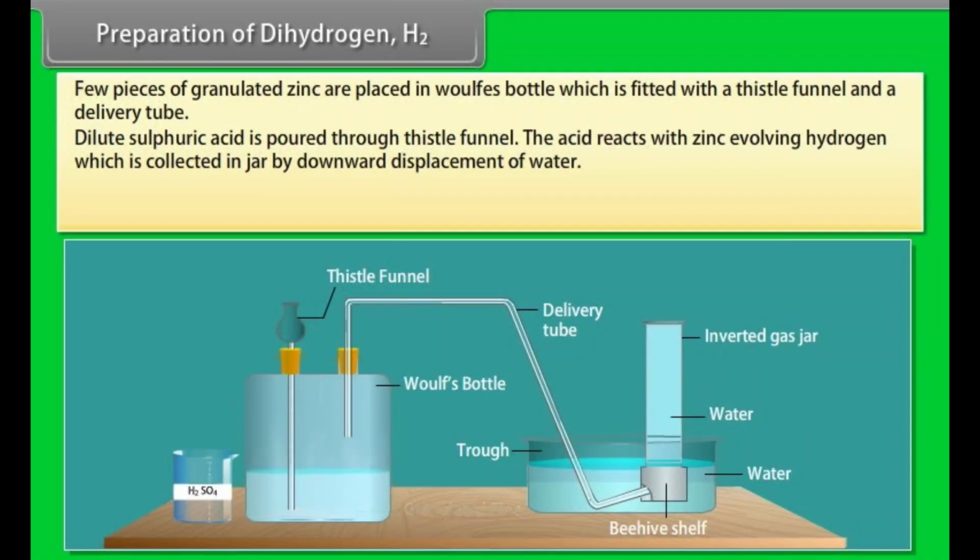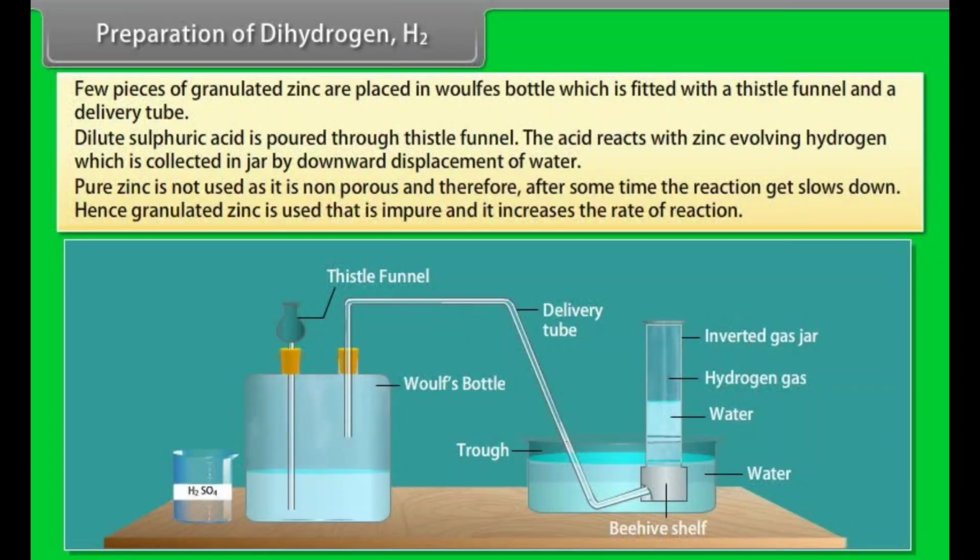The acid reacts with zinc, evolving hydrogen, which is collected in a jar by downward displacement of water. Pure zinc is not used as it is non-porous and therefore, after some time, the reaction slows down. Hence, granulated zinc is used, which is impure and increases the rate of reaction.